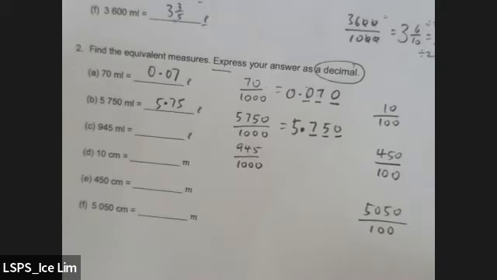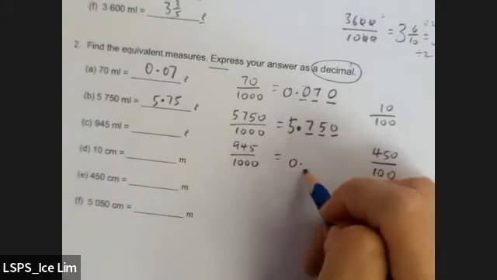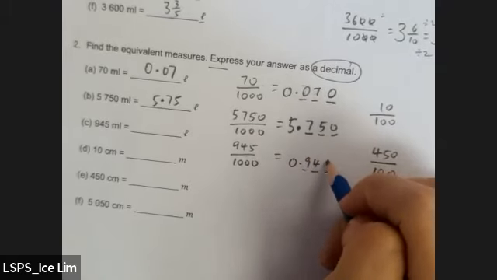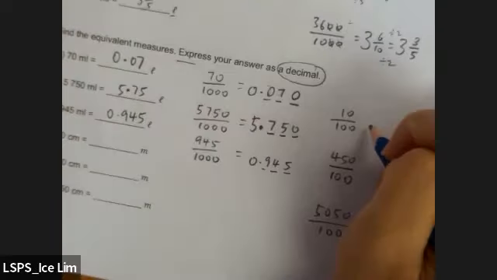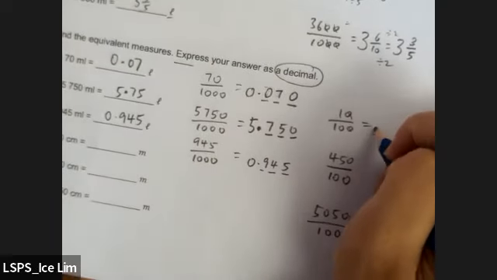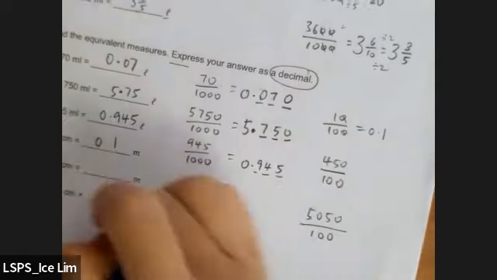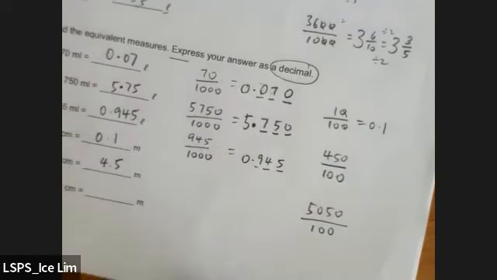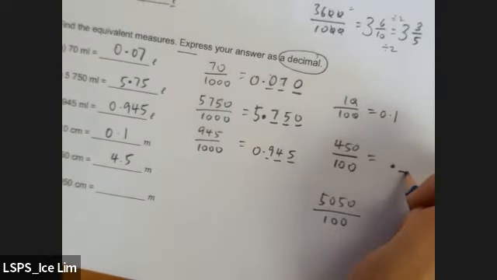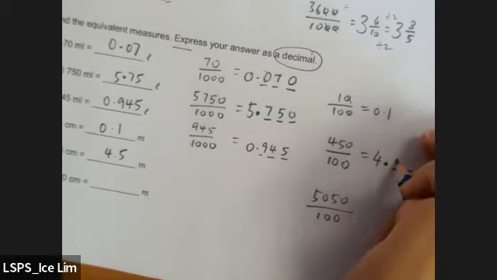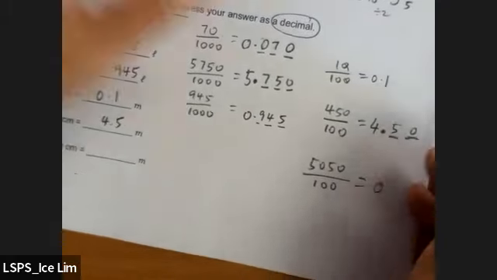Just now we answered this question already. Two decimal places, or this is 0.1. So this one, 4.5. This one. So after the decimal point, two spaces, so 450, right? So 4.5. This one, two decimal places.